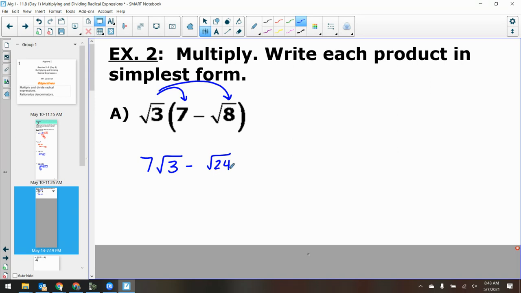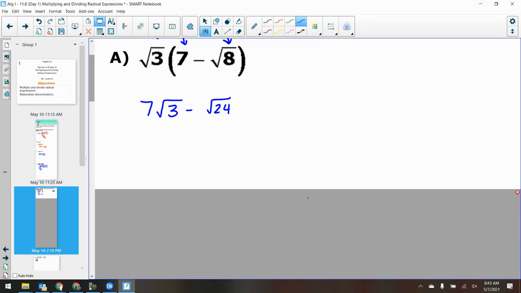Now, let's break everything down. Can I break down 3? No. So that piece is done. Let's break down 24. That's 2 and 12, 2 and 6, 2 and 3. Yes, Rosalie? Did you multiply 3 and 24 first? No, because there's a subtraction sign in between it.